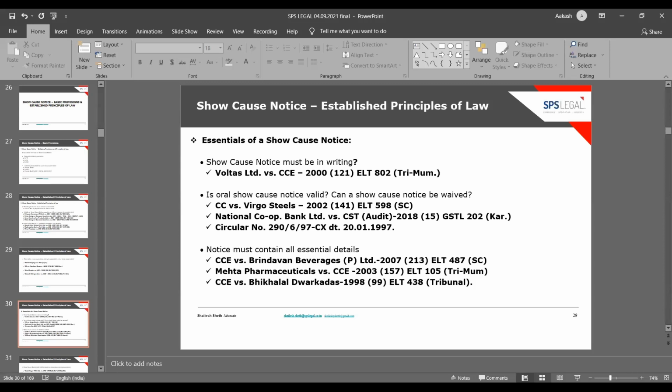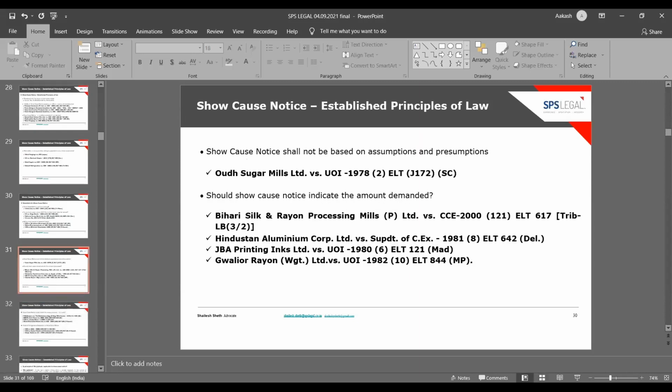And this probably is also one of the major reasons why the confusion and the conflict are arising day-to-day in this law. And that's why I say these are the basic fundamental principles relating to show cause notice, which have been laid down in the context of the erstwhile indirect tax regime, which will equally hold good even for the GST. Show cause notice shall not be based on assumptions and presumptions.